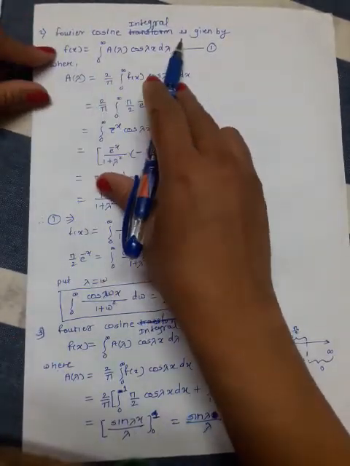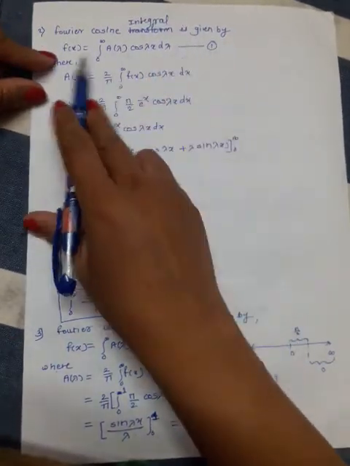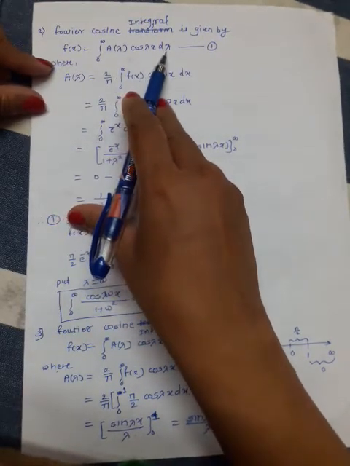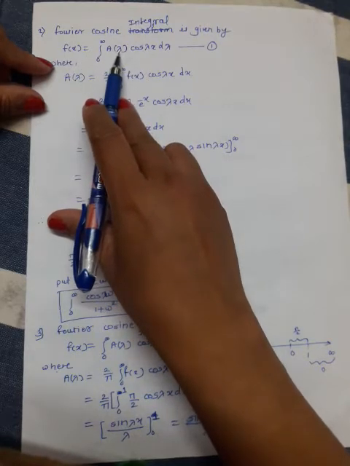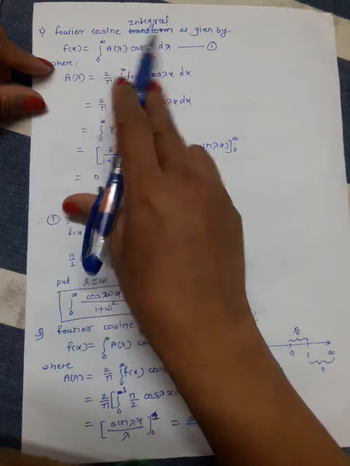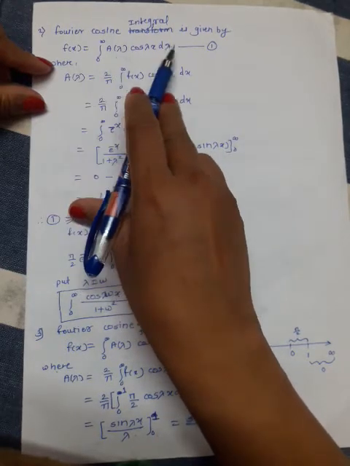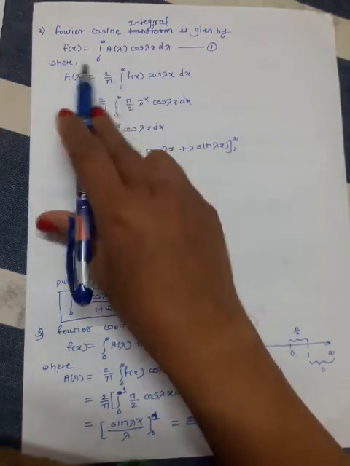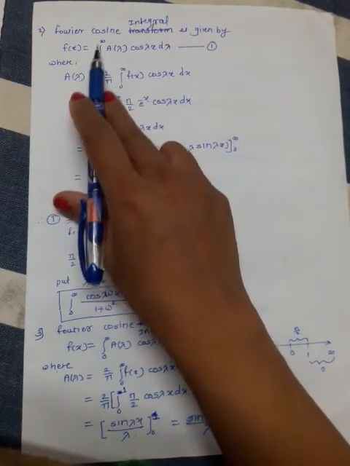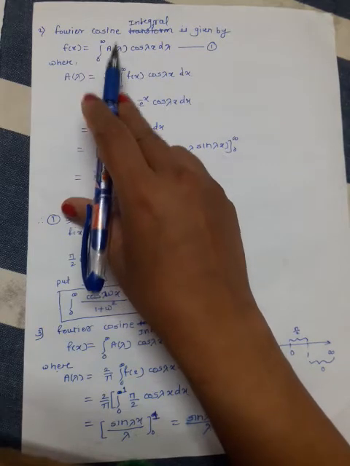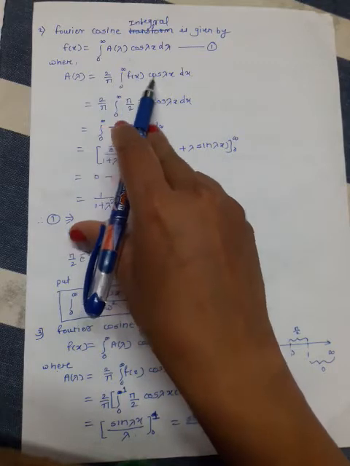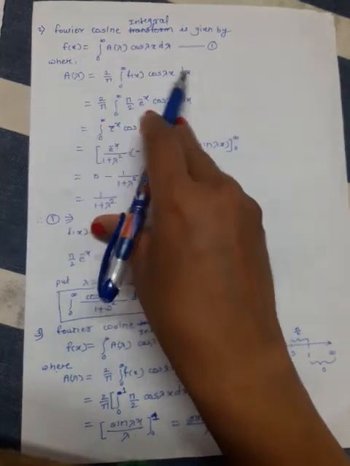Now the Fourier cosine integral formula is given by f(x) equals integration 0 to infinity A(lambda) cos lambda x d lambda. Remember, in any formula, whatever variable is present in the function, the integral should be with respect to that variable. Here it is lambda, so here it must be d lambda. This is the Fourier cosine integral formula, where A(lambda) is given by 2 upon pi integration 0 to infinity f(x) cos lambda x, here obviously dx.